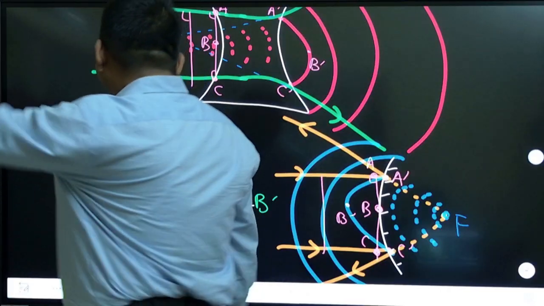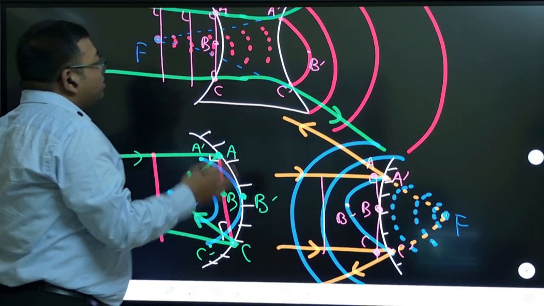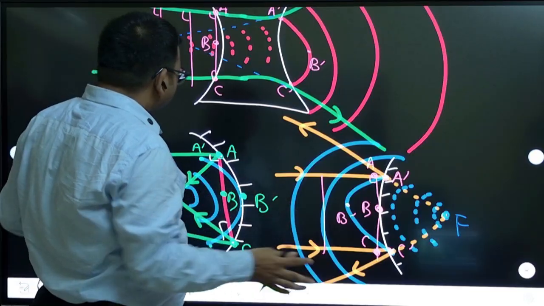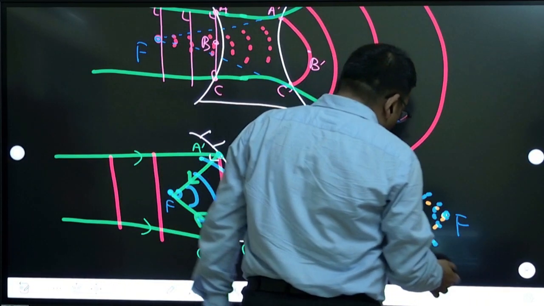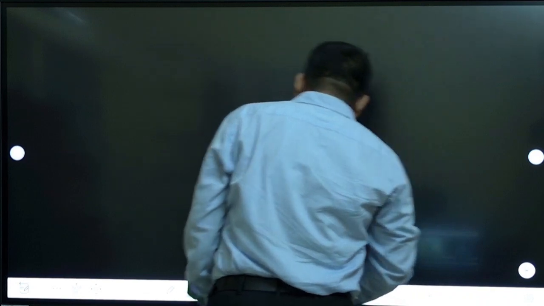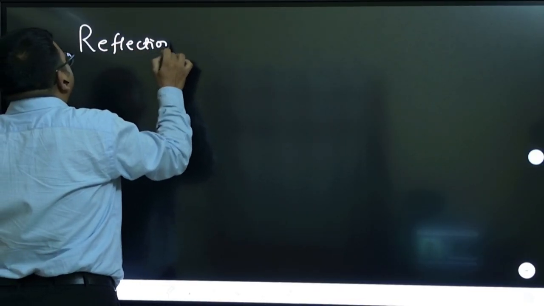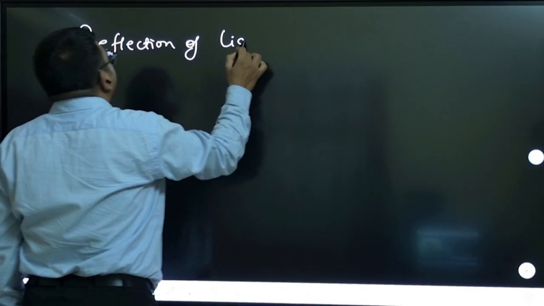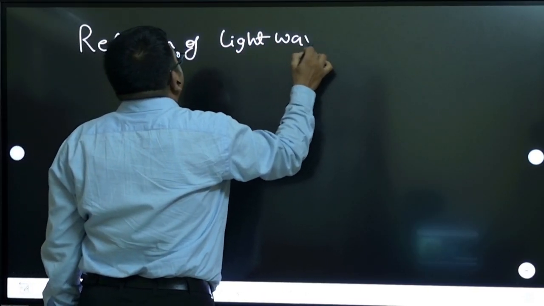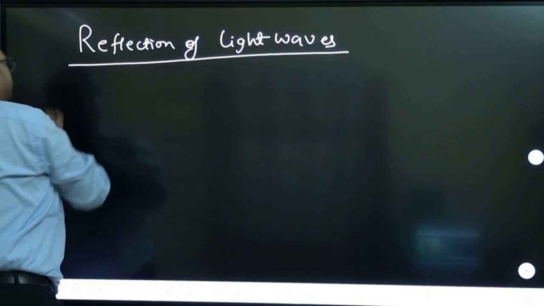Okay, fine. So that's how I can do it. So this is the interaction of waves. Now we'll discuss the reflection of light waves. How light waves reflect.